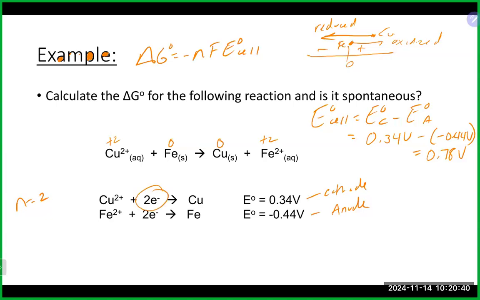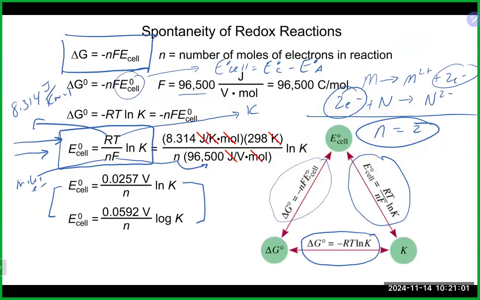Now, n in this case is going to equal 2, as that is what we see here. Once again, we're not going to add them together because technically they are the same electrons leaving the anode and going to the cathode. And F is a constant, which is 96,500 joules per volt per mole. That is going to give us what we need.